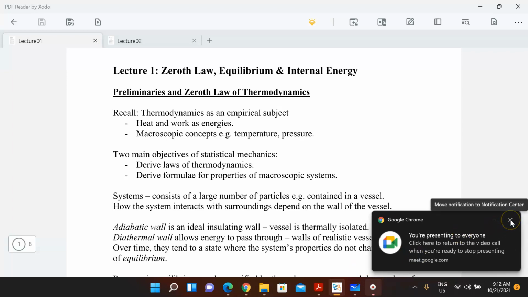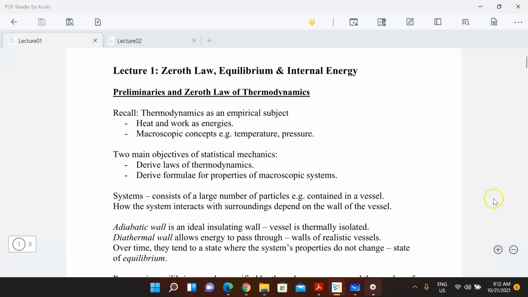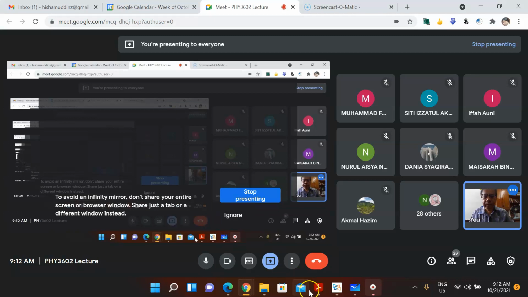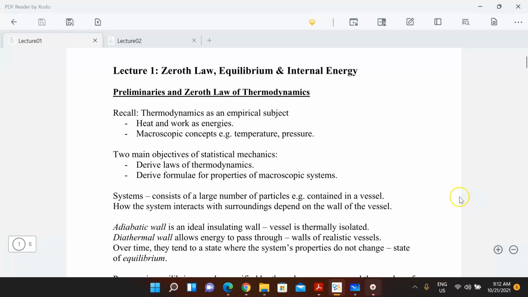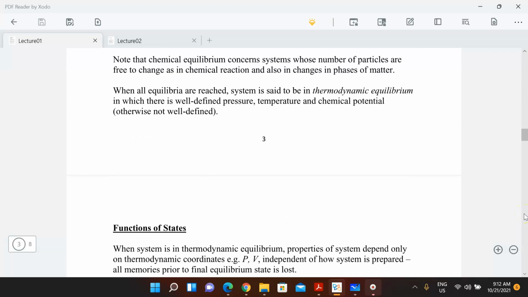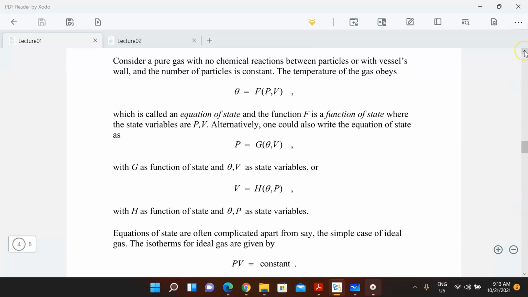So let me try to recall where we left off from the first lecture. Hopefully there's no instability of the faculty's Wi-Fi today. So please let me know if I get disconnected again. Right. So where we left off was actually somewhere at functions of state, right?